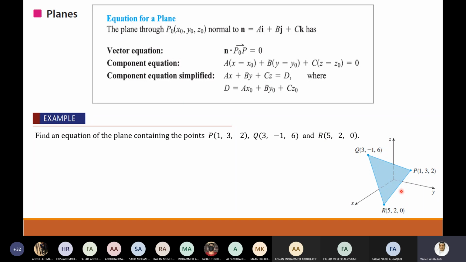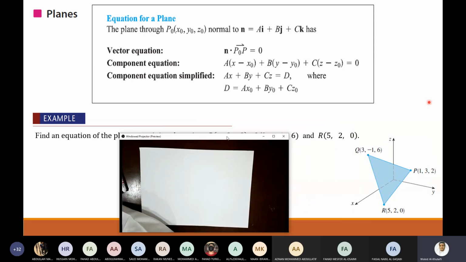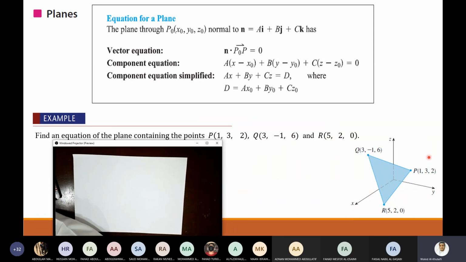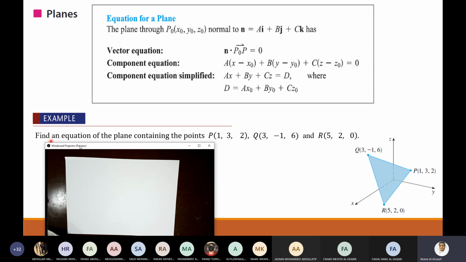So one of them, I pick any one of them. But the problem is in the vector n. So how do we solve it? How can we work it out here? Raise your hand if you know. Okay, let me find the equation of the plane containing the points P, Q, R, like this.